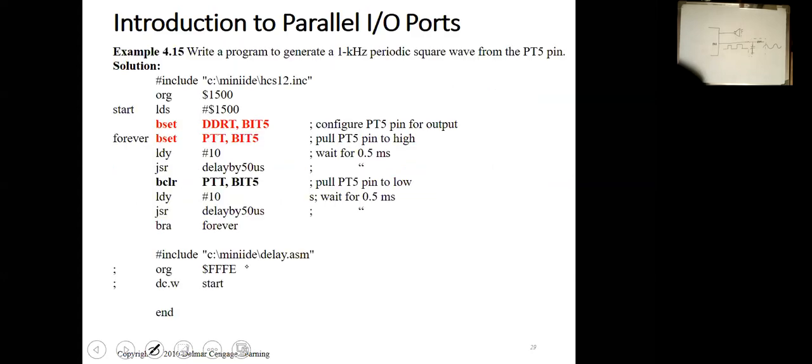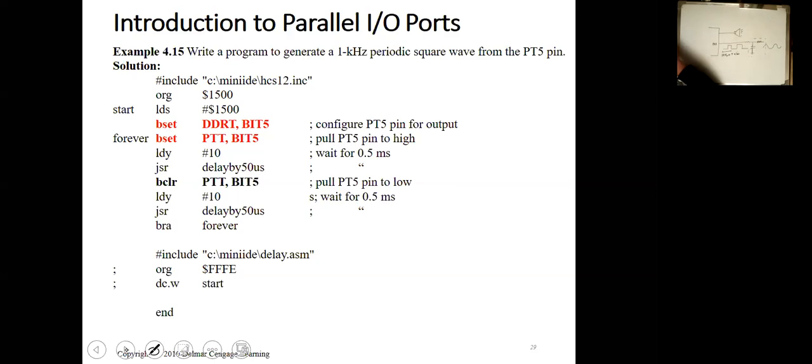So in the following slide, this is a program. Write a program to generate a 1 kilohertz periodic square wave. So we want the frequency to be 1 kilohertz. 1 kilohertz means that the period is 1 millisecond.